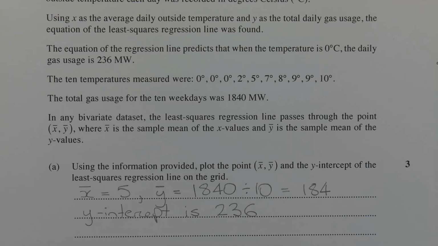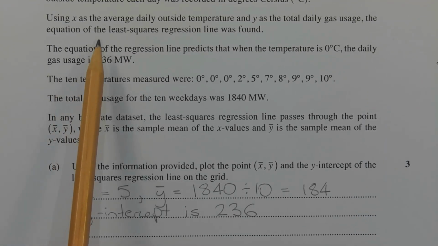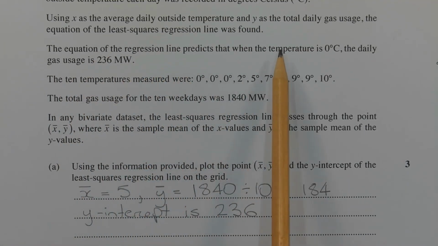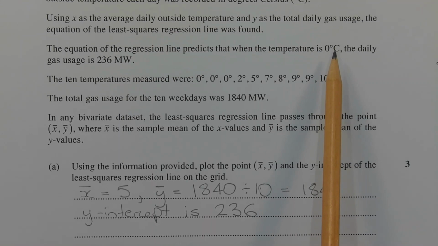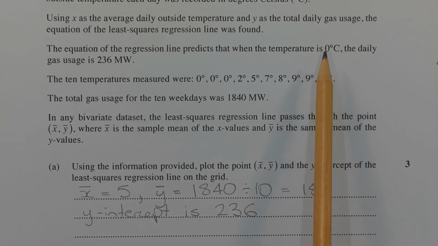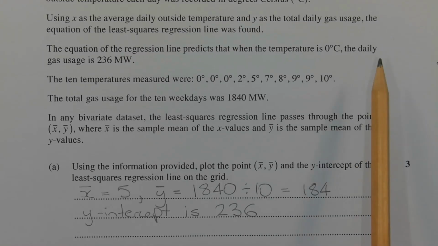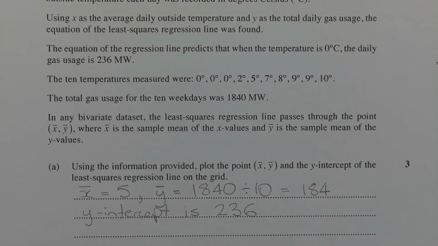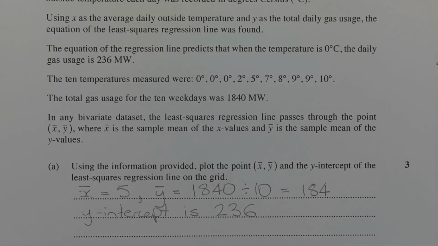The final step is to find the y-intercept. And the clue is given in this sentence here. So the equation of the regression line predicts that when the temperature is 0 degrees Celsius, in other words, that's a value that's on the y-axis, the daily gas usage is 236 megawatts. So we can read this directly as the y-intercept, and I've noted that here. So the y-intercept is 236.